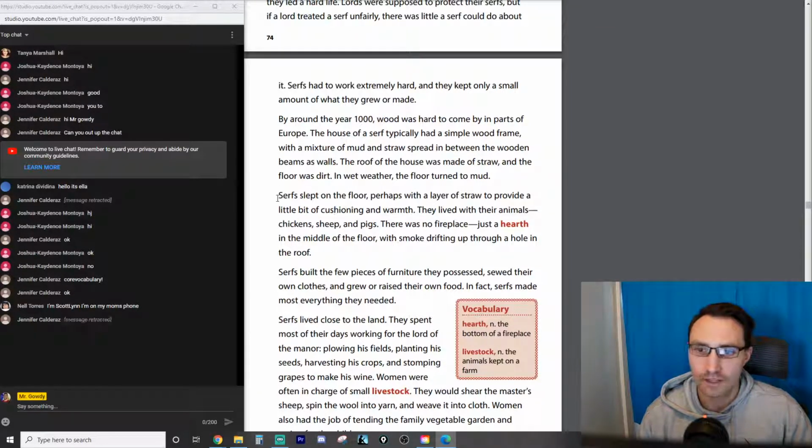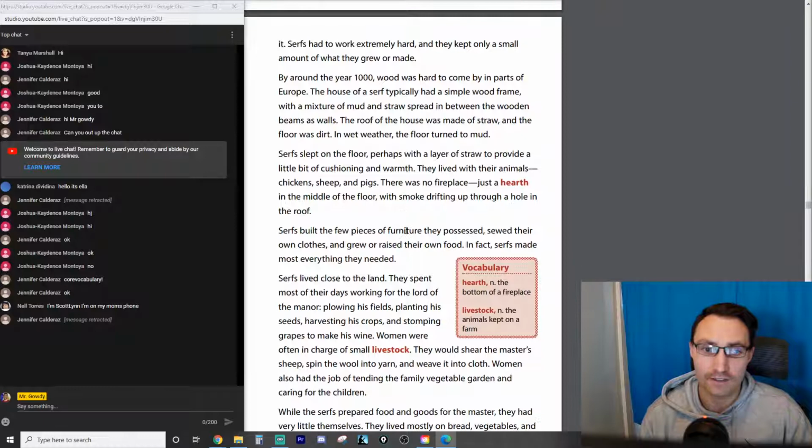Serfs slept on the floor, perhaps with a layer of straw to provide a little bit of cushioning and warmth. They lived with their animals, chickens, sheep, and pigs. There was no fireplace, just a hearth in the middle of the floor with smoke drifting up through a hole in the roof. A hearth is the bottom of a fireplace.